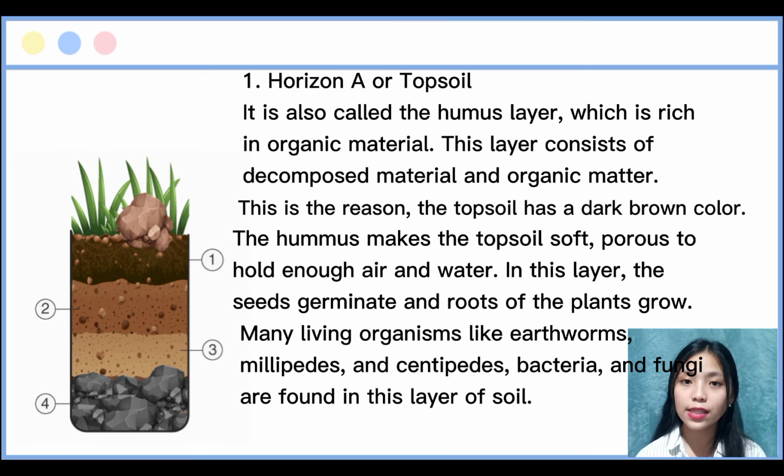In this layer, the seeds germinate and the roots of the plant grow. Many living organisms like earthworms, millipedes, centipedes, fungi, and bacteria are living in this layer of soil.